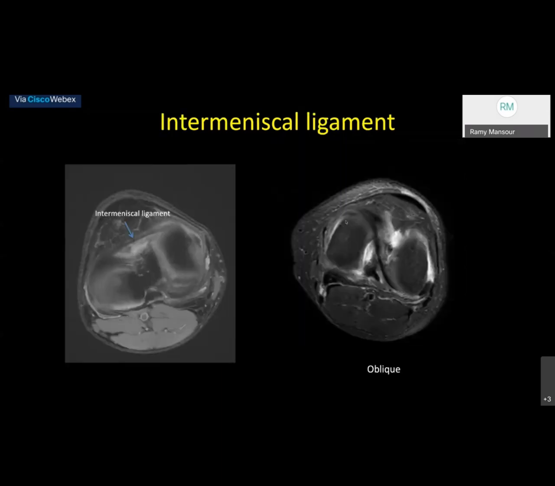So the intermeniscal ligaments, as I mentioned, can be anterior, transverse, or oblique. Here are two different examples of the anterior intermeniscal ligament connecting the anterior horns of both menisci. And here is the oblique intermeniscal ligament that connects the anterior horn to the posterior horn of different menisci. Till now, there is no known role for these intermeniscal ligaments, and they play less of a role in stabilization of the menisci. But you need to know that this exists, and not confuse it with a displaced meniscal fragment. I will show you examples of this later.